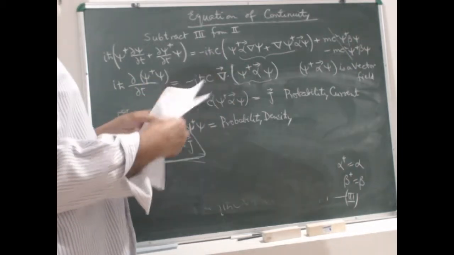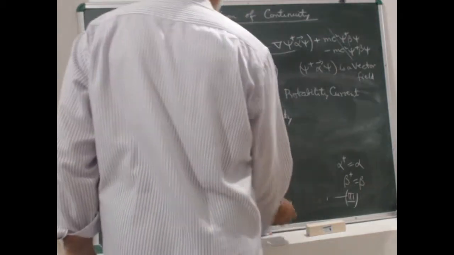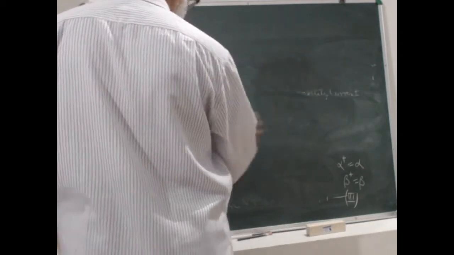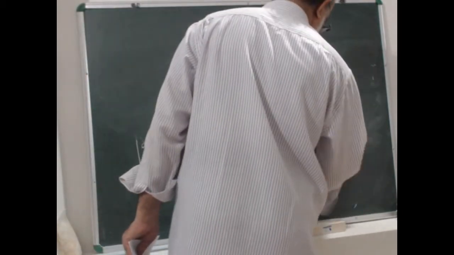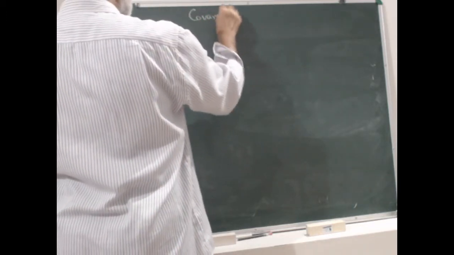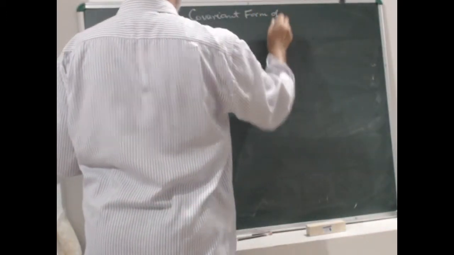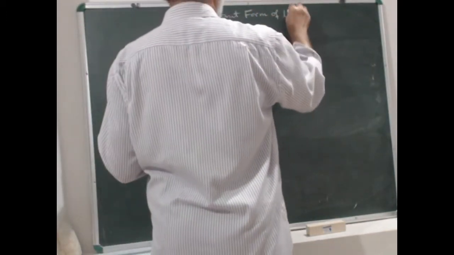Now the next step is to see the covariant form of the Dirac equation. Find the covariant form, that is, in 4-dimensional form. The Dirac equation written in 4-dimensional form, in which space and time are intertwined. So the covariant form of the Dirac equation.